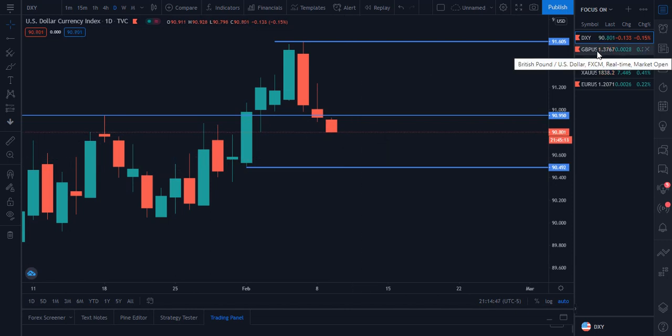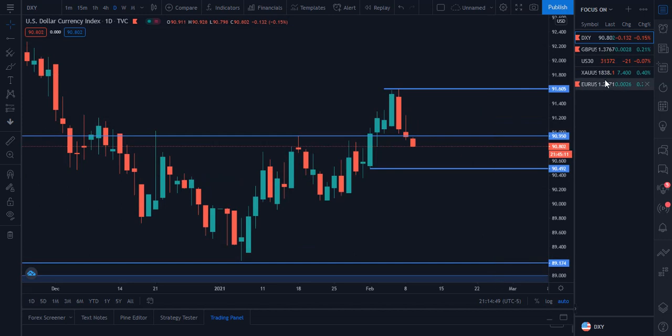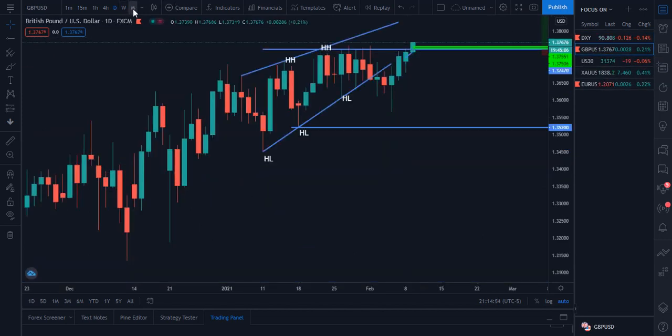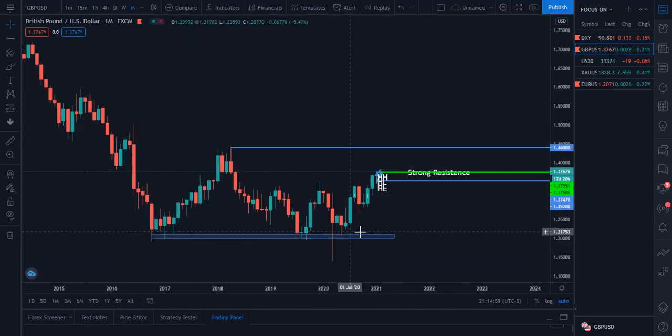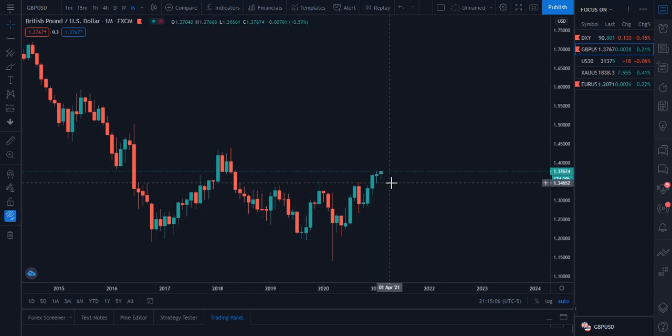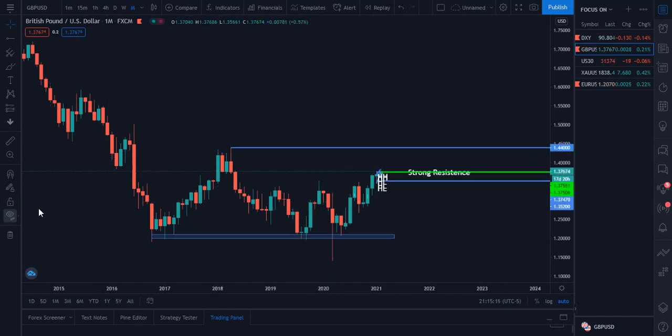Now we're going to GBPUSD. GBPUSD monthly: as you can see, it respected a support zone not so long ago. It went up, did a correction, and now it's going up. It's trying to make new highs or get to this high right here to come test it and see if it might respect this strong resistance area right here, which is 1.44000, which is a whole number.